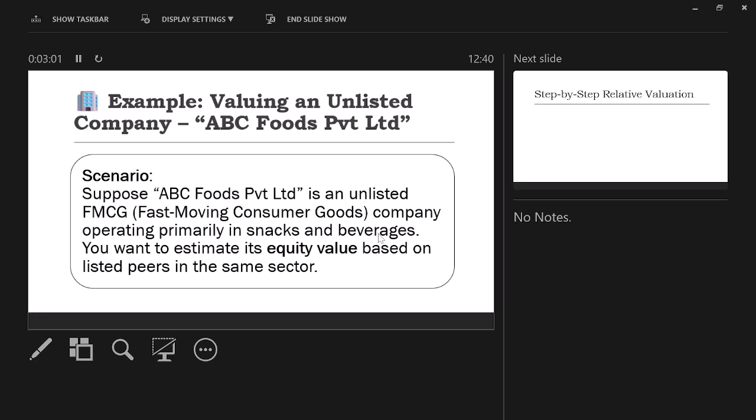Now, even for a company which is listed already and is coming with an FPO, that means they are already listed and they want to subsequently issue shares.